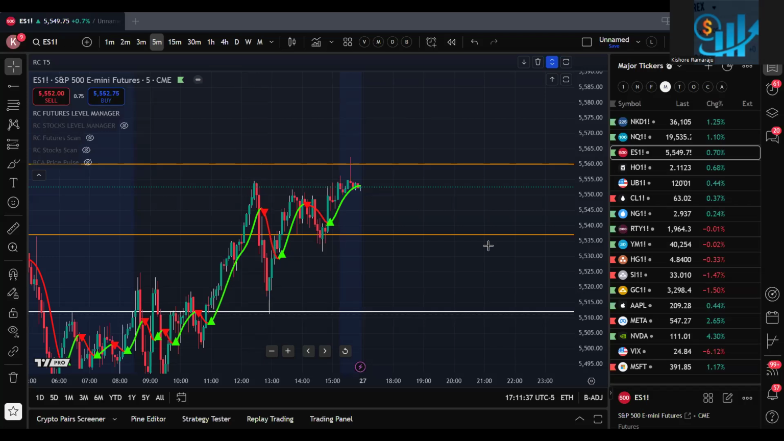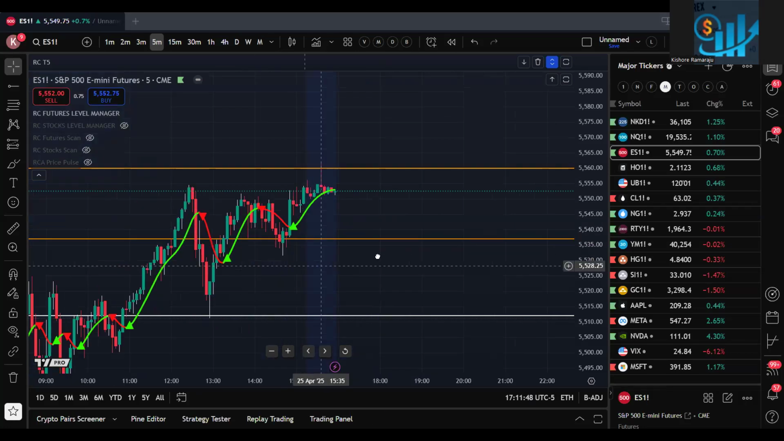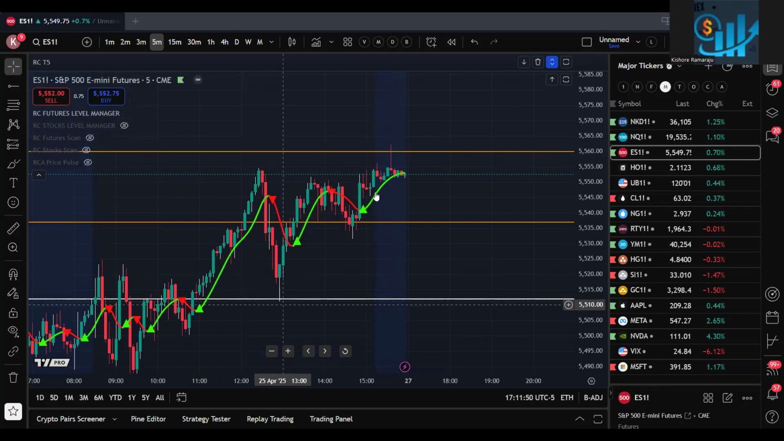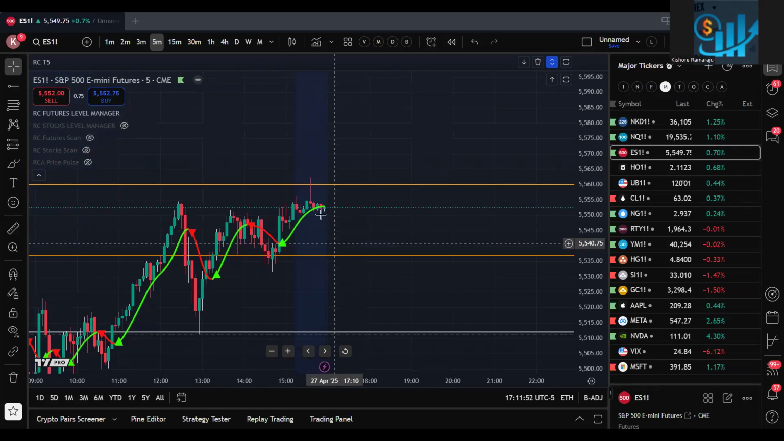Right, any other questions? Yeah, generally, these levels are good for US hours because the volume is more. They will easily follow the levels, right? In the non-US hours, they will just move in between these levels.